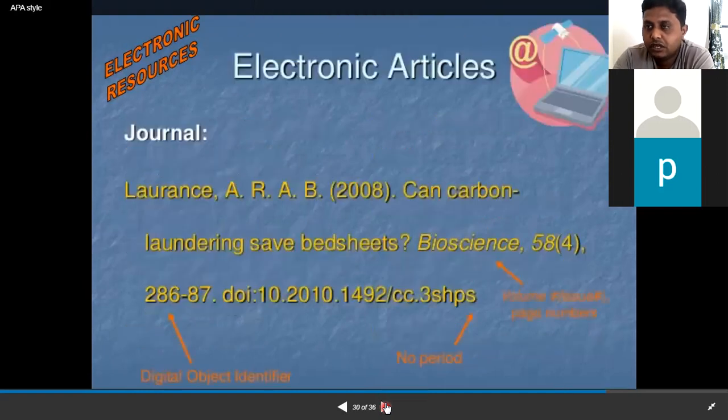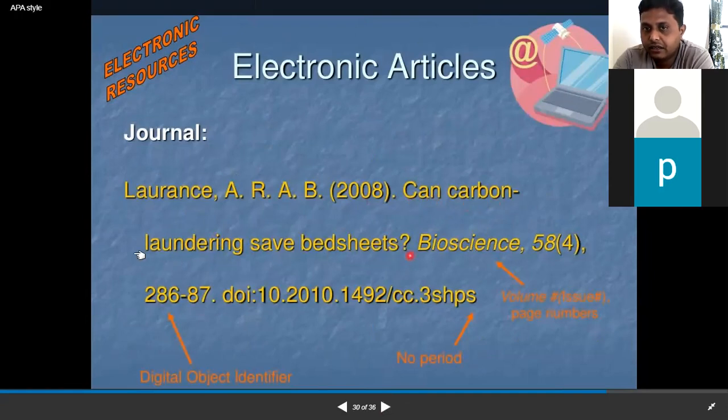In the case of a journal published on the internet, that is an e-journal, we have the name of the author, and the source material is the article. The article title is not in italics. The name of the journal is in italics, that is Bioscience. Then the page number, then the other source information. It is available online. That's why the DOI is over here, right?